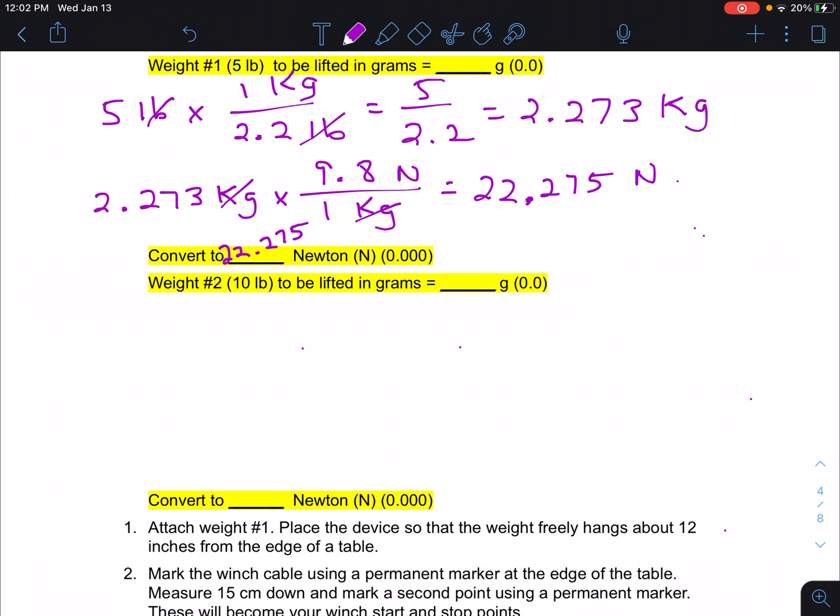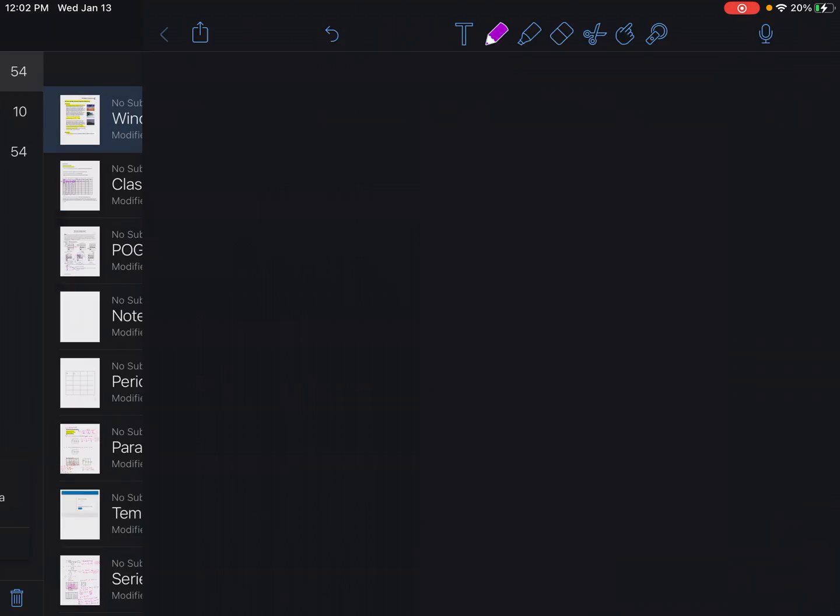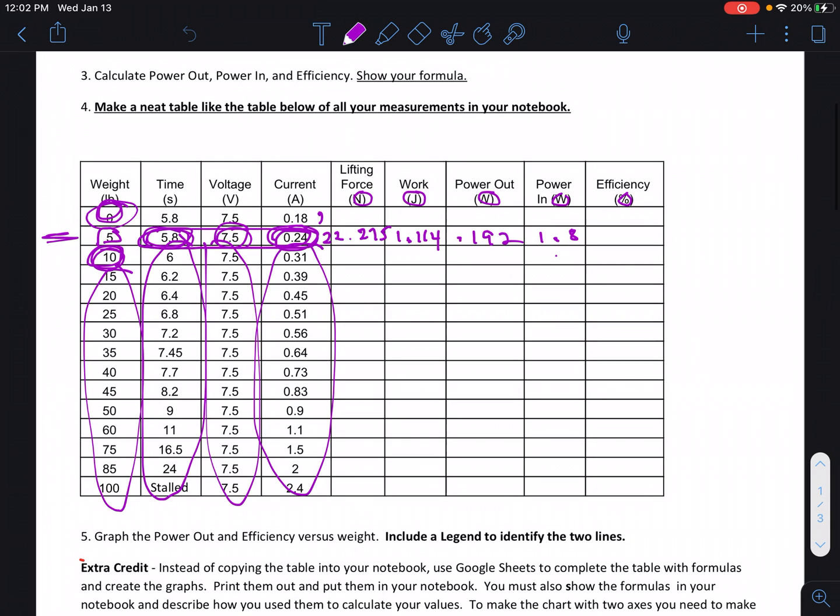All right, let's do another one of these masses for the Winch Lab. Remember, I'm getting all of my information, and you guys are going to get all of your information from this page right here. I already did the 5 pound, and right now I'm going to do this third one for 10 pounds.